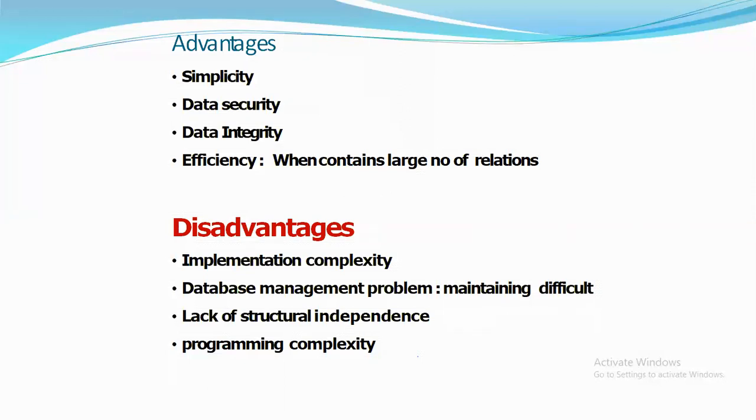Then there is the lack of structural independence. There is no independence, because there are levels of architecture. We cannot modify the internal nodes without affecting the upper nodes. That's why this model cannot be used at present, because these are the major disadvantages. One is implementation complexity; it is very difficult to implement. Another is database complexity: once implementation is difficult, maintenance is also difficult, and programming is also difficult. Both are related. And the last is the lack of structural independence.